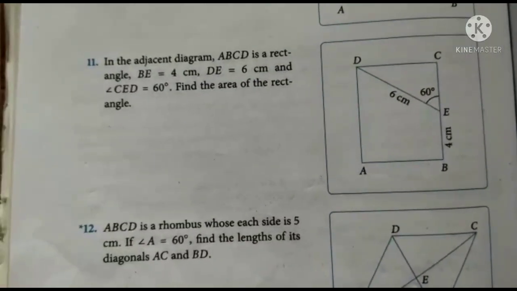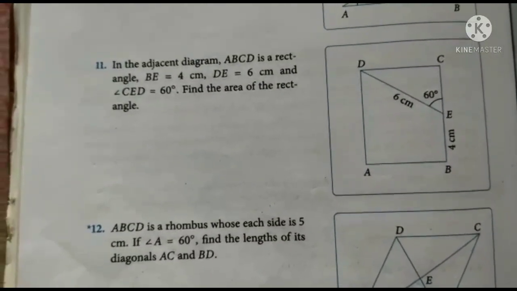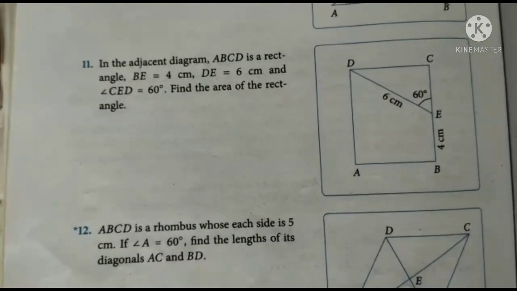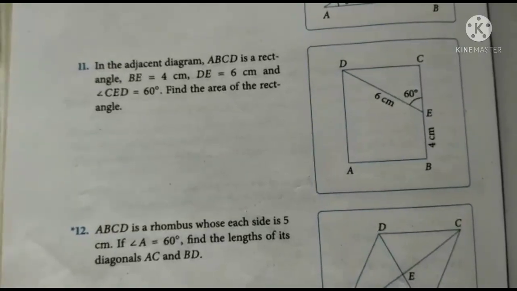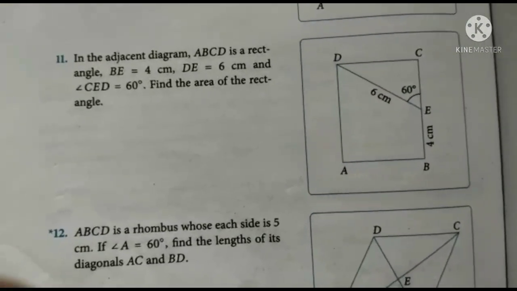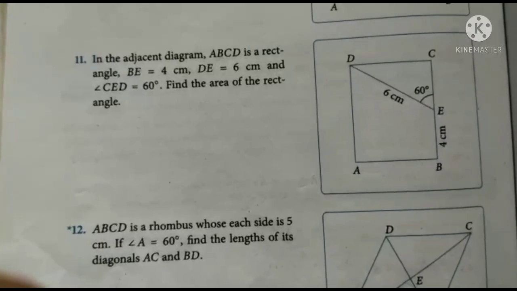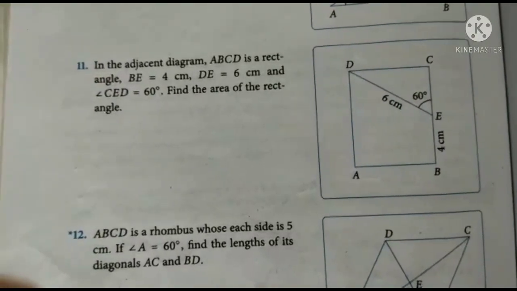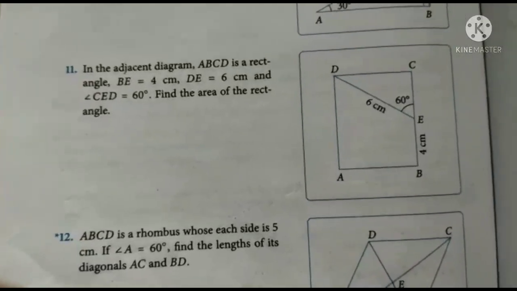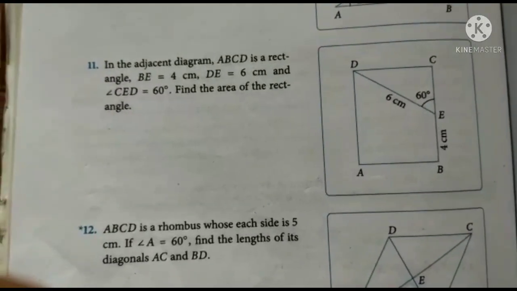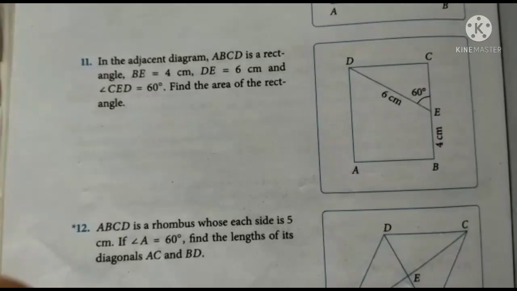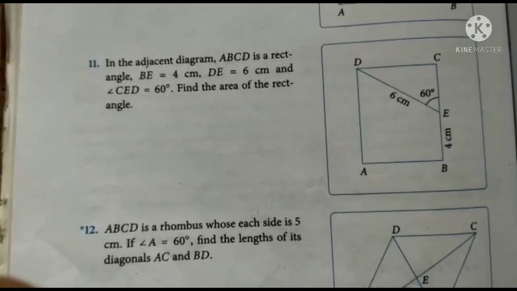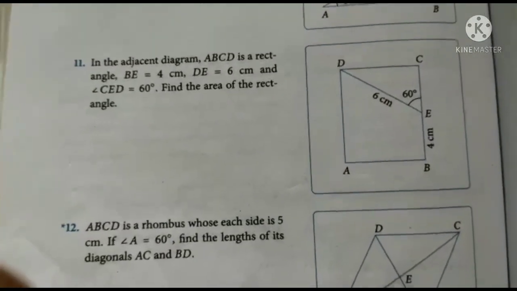Now see, from here 6 centimeter is given, it is DE. DE is 6 centimeter and angle CED, that means angle E, is given 60 degree. Now see, CD and AB are breadth and BC and AD are length. So we have to find BC and AD, DC and AB. Then only we can solve the sum. By putting the value of length and the value of breadth in length into breadth, we can find it easily. Now let's see how to find the sides.